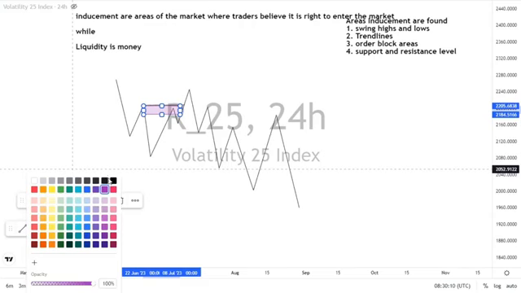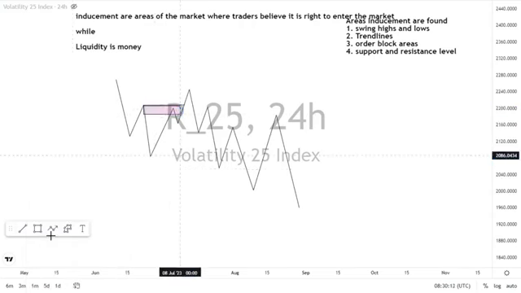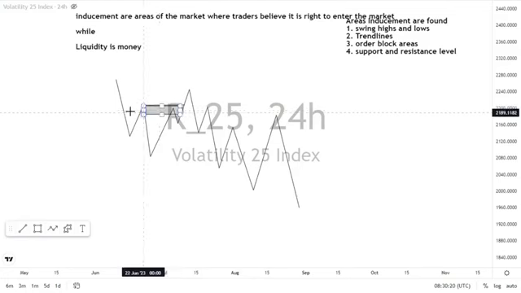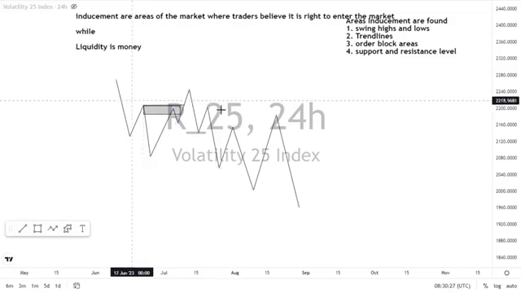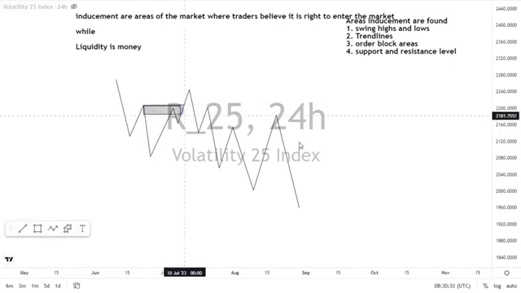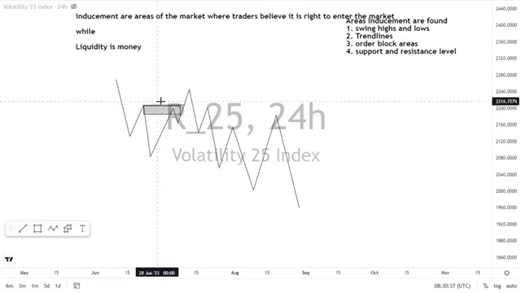Let's change this to black also. When you enter for a sell movement at this area, your stop loss will be on this high. Once your stop loss is on this high, the market makers or the big guys of the market are seeking to take your stop loss out. That is, take your liquidity out. And immediately they do that, they will move in the direction you are expecting the market to move.